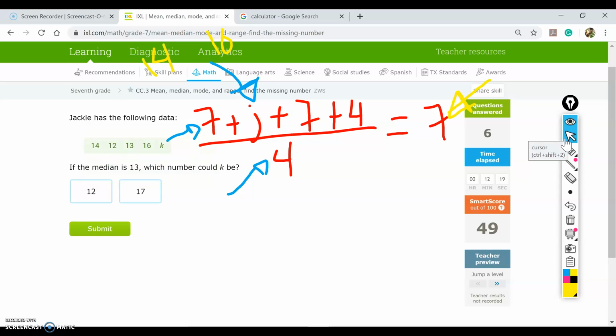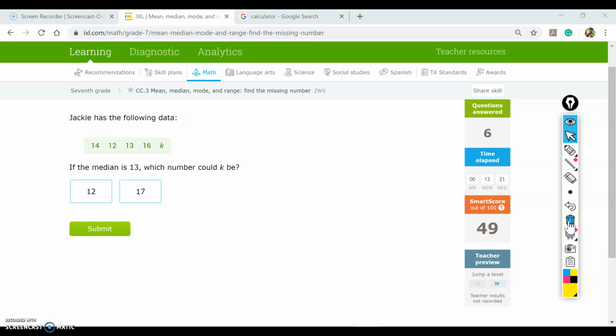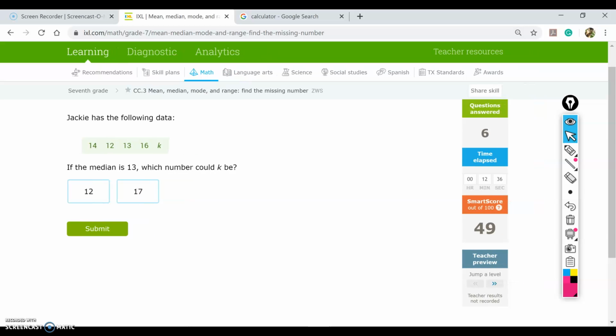Okay, this is the last problem I do for this skill. So Jackie has the following data: 14, 12, 13, 16, and K. If the median is 13, which number could K be? It's telling you that the median of those numbers is 13. So I'm going to get the 13, and I would put it right in the middle, this number here. And actually, it's already there, right? So I'm just going to do it.